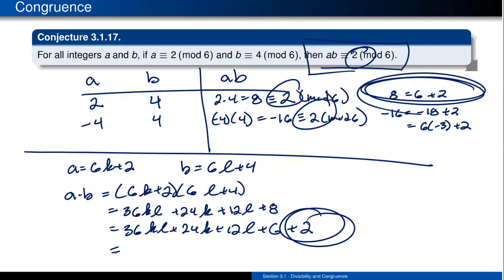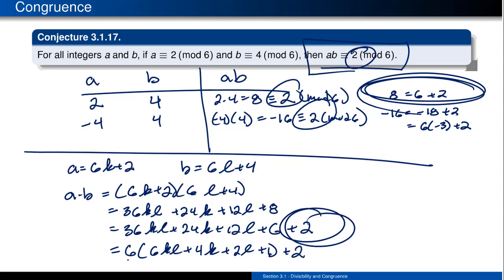Everything else that's out in front of this thing actually has a multiple of 6 hiding in it. The idea is that all of these things are going to be congruent to 0 mod 6, and I'm just going to be left with this little 2. So in this case, if I factor out a 6, I'm going to have a 6kl plus, the 24 divided by 6 brings me back to that 4 with a k, and then I'm going to have a 2l, and then plus a 1. And at the end of the day, I'm going to have a little 2 afterwards.